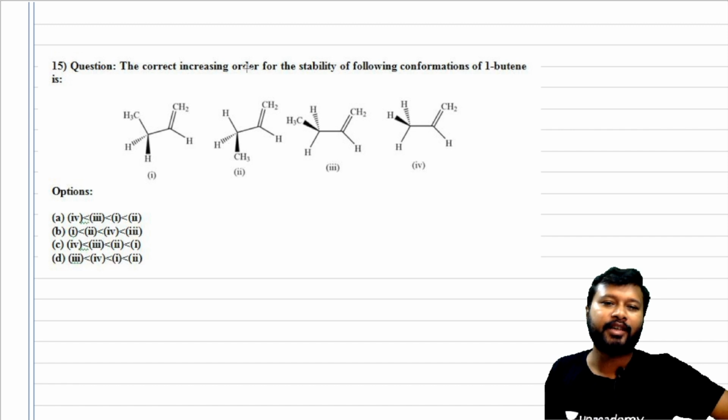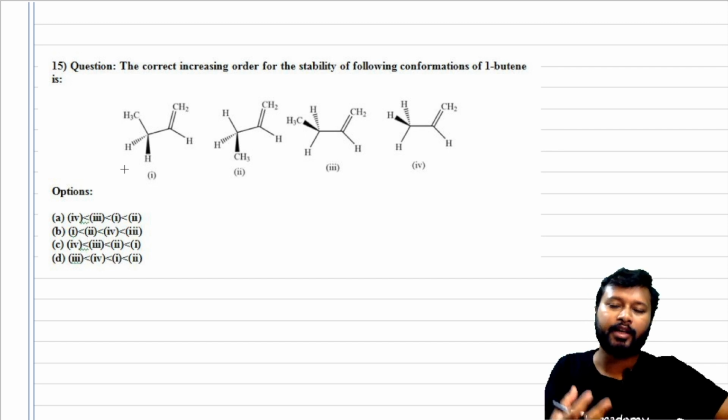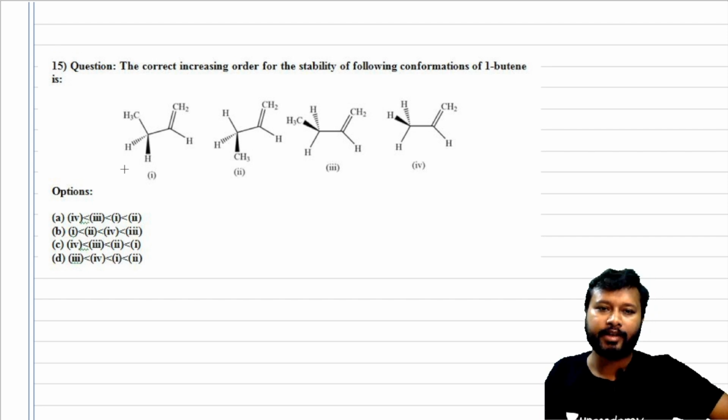But here it says that the correct increasing order of the stability of the following conformations of 1-butene is... Now see, in butene or propene, in all these alkenes, we have two types of conformations. Like in alkanes, we have eclipsed and staggered conformations. Over here, we have eclipsed and bisected conformations. Those you will be able to understand if you draw a Newman kind of projection for this.